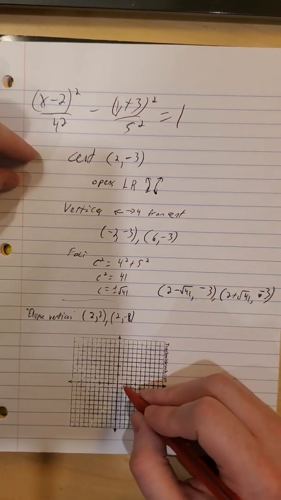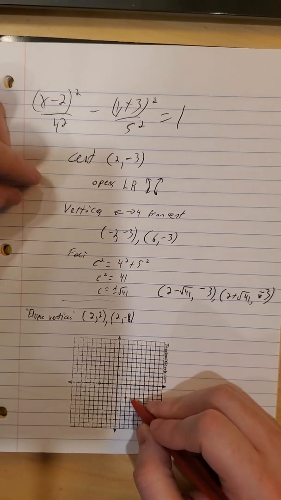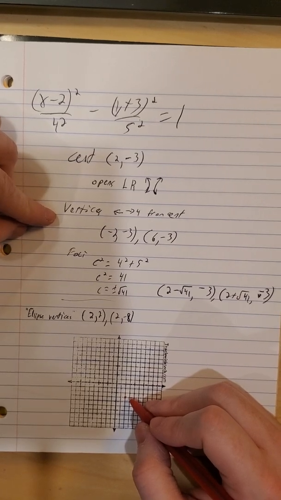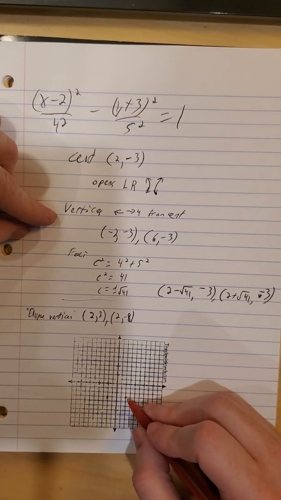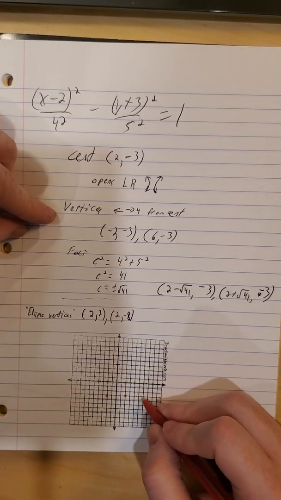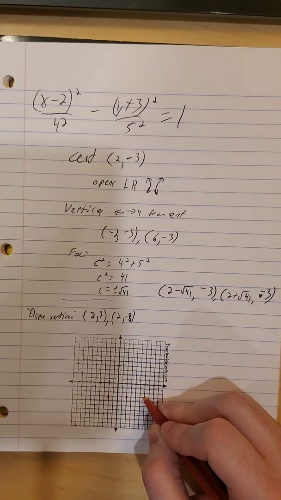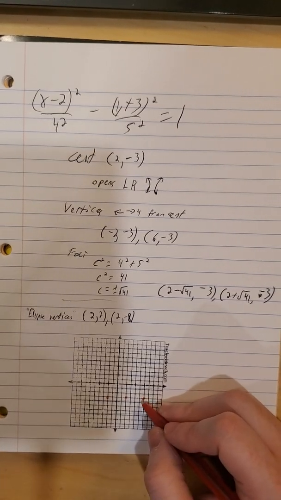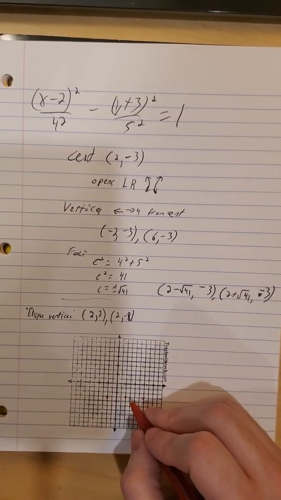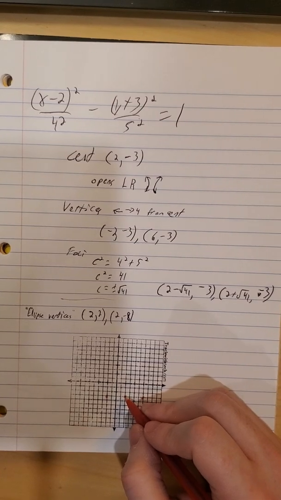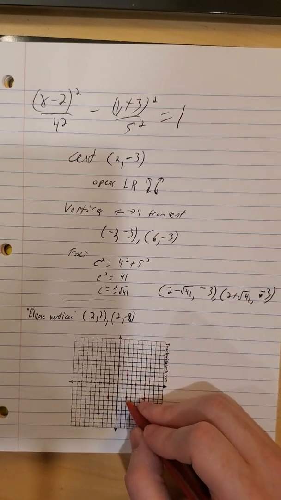Okay, so our center 2, negative 3. Pull that there. Help get our bearings, our vertices, negative 2, negative 3, and 6, negative 3. So 1, 2, 3, 4 units that way. And hypothetical what if ellipse vertices. We have one at 2, 2, and we have one at 2, negative 8.